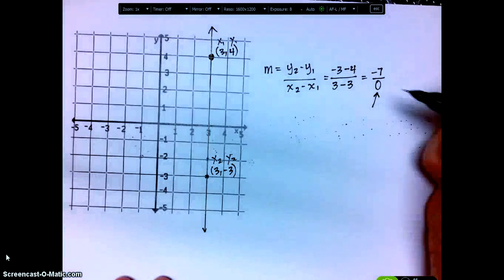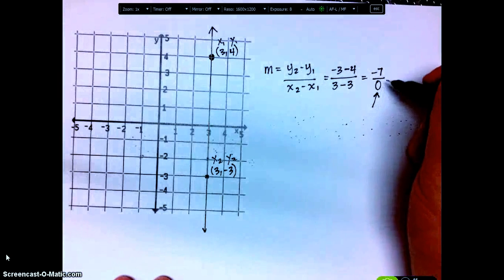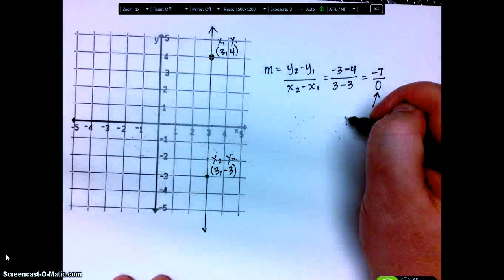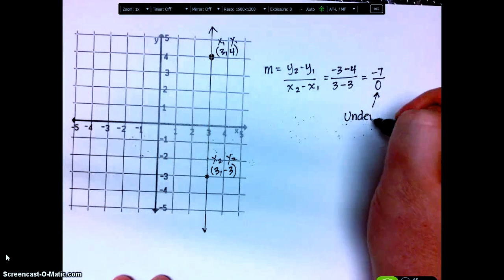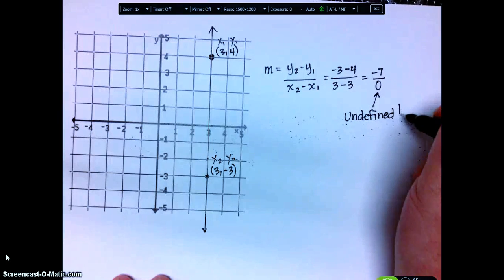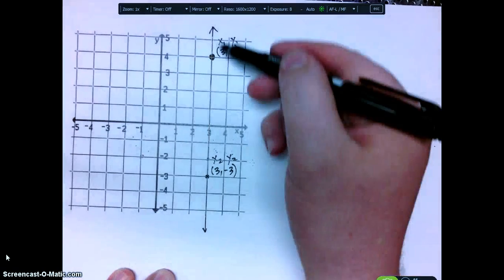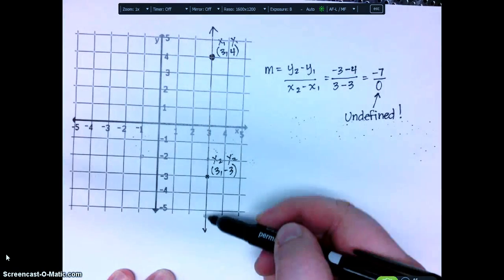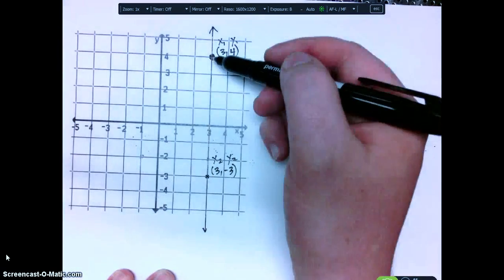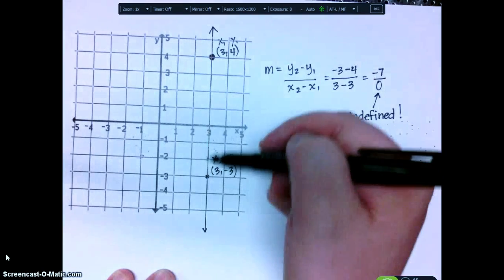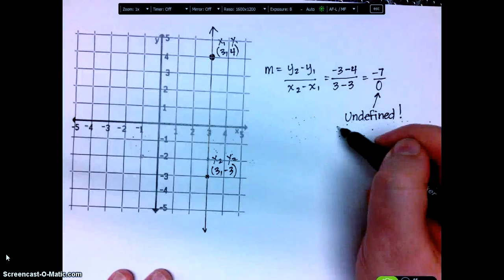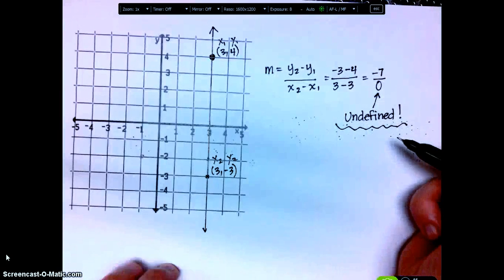What do we know from all that we've learned? Can you divide any number by 0? No, you can't. So that means that this is going to be undefined, which means I have no way of figuring out what this slope is. It's a vertical line. So is there any change in the slope of a vertical line? No. All right? It is already straight up and down from one point to another. So I can't even figure out what this slope is. So if this happens to you, this is going to be undefined.